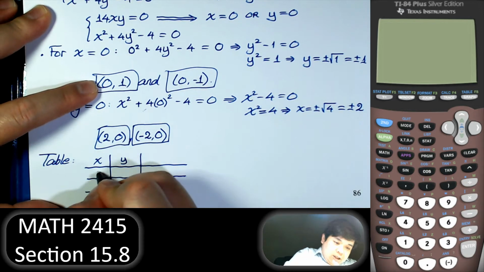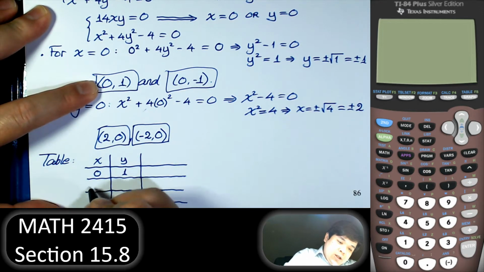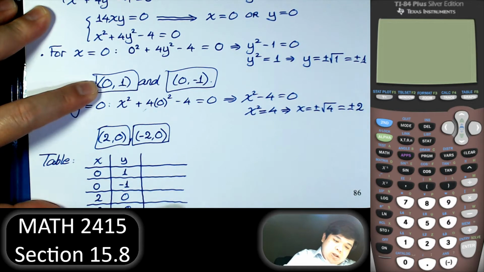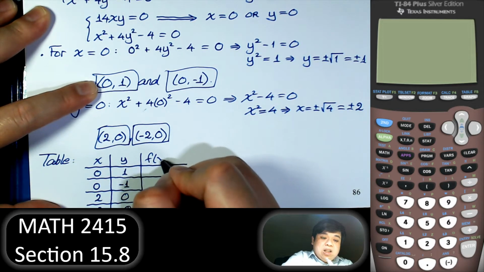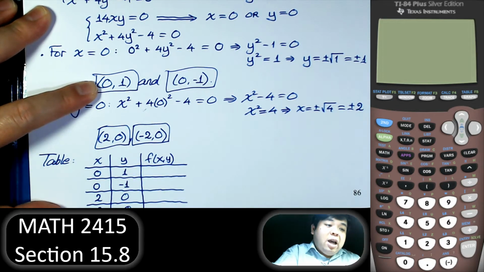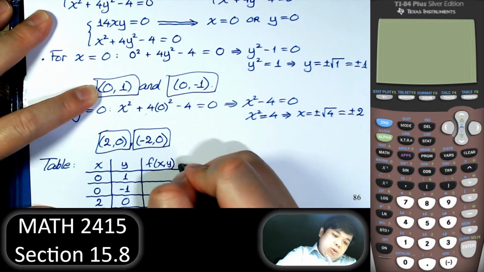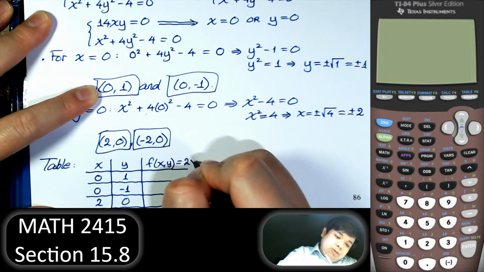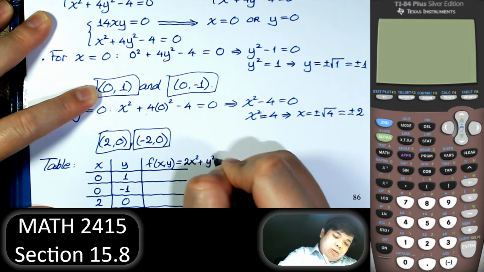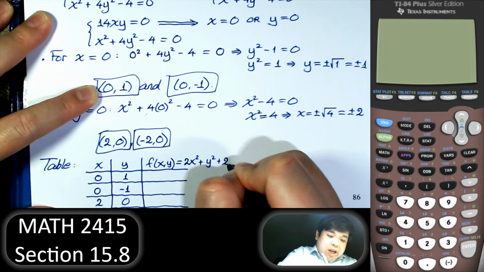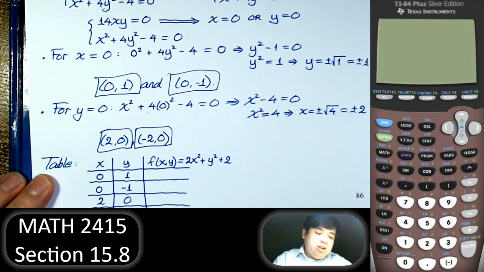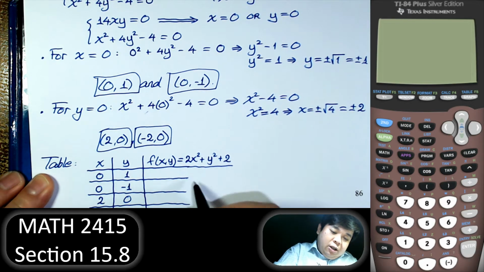Right, x equal to 0 and 1, 0 and -1, 2 and 0, -2 and 0. The function we try to maximize or minimize is 2x squared plus y squared plus 2. We can use calculator here, but this one is simple enough. I'm just going to do it by hand.